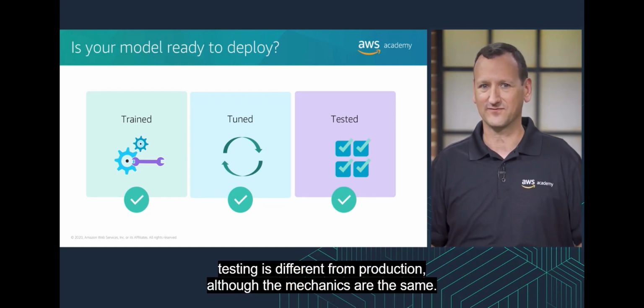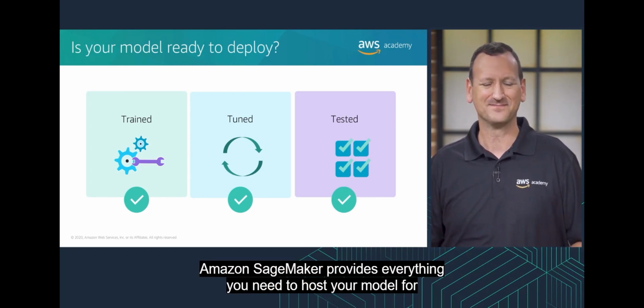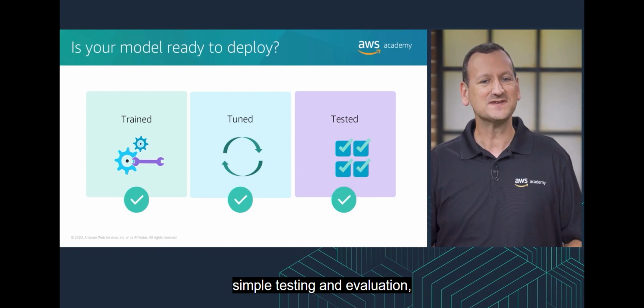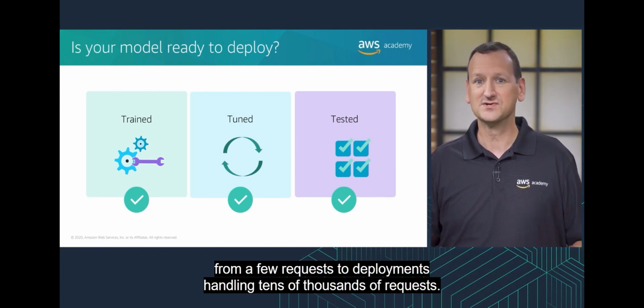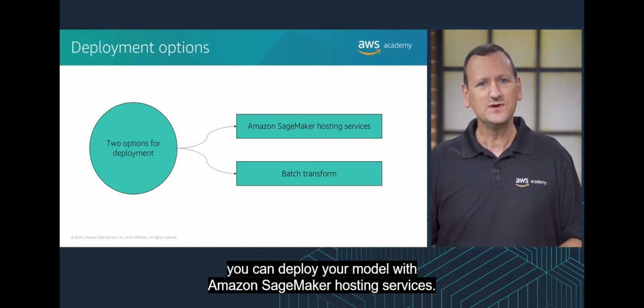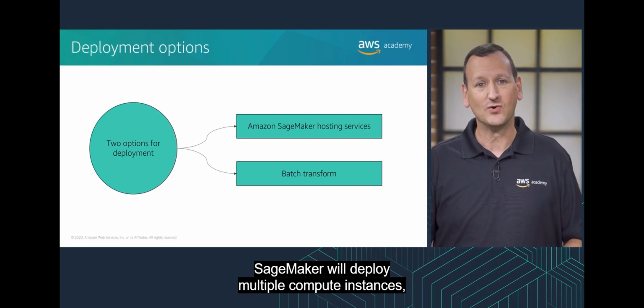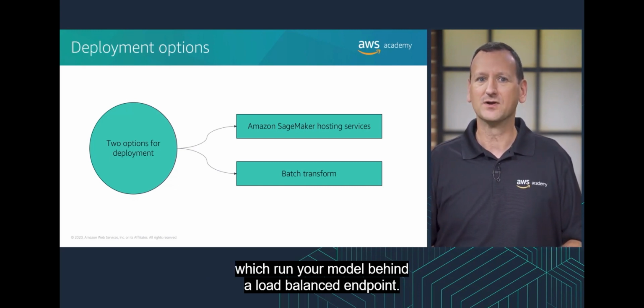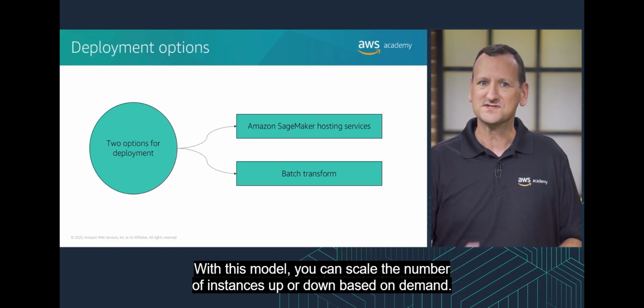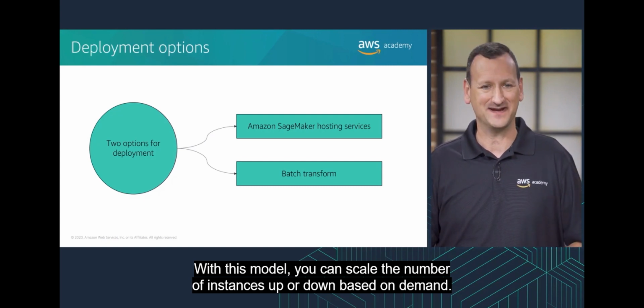Deployment for testing is different from production, although the mechanics are the same. Amazon SageMaker provides everything you need to host your model for simple testing and evaluation, from a few requests to deployments handling tens of thousands of requests. There are two ways you can deploy your model. For single predictions, you can deploy your model with Amazon SageMaker hosting services. SageMaker will deploy multiple compute instances which run your model behind a load-balanced endpoint. Applications can call the API at the endpoint to make predictions. With this model, you can scale the number of instances up or down based on demand.